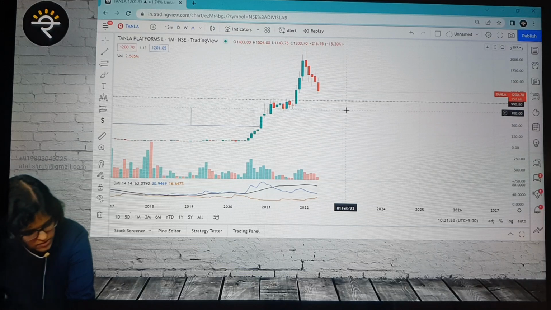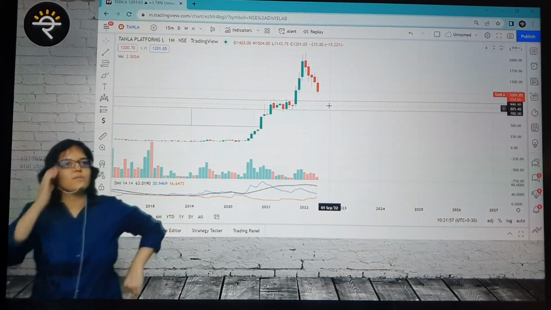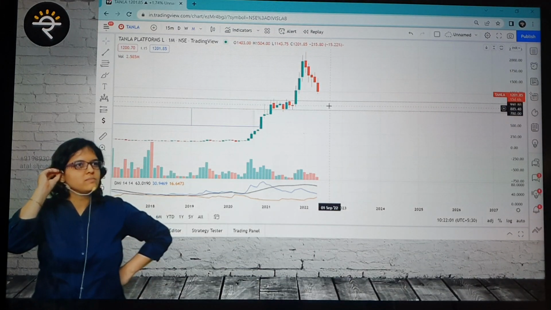Alt H. Or even this. So somewhere here ideally take a support, and maybe do some kind of reversal.